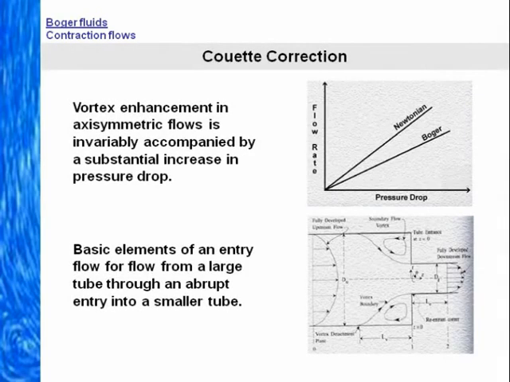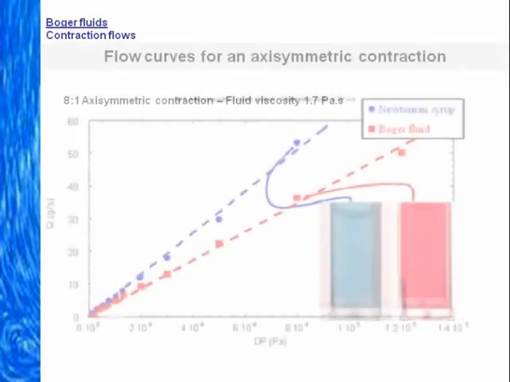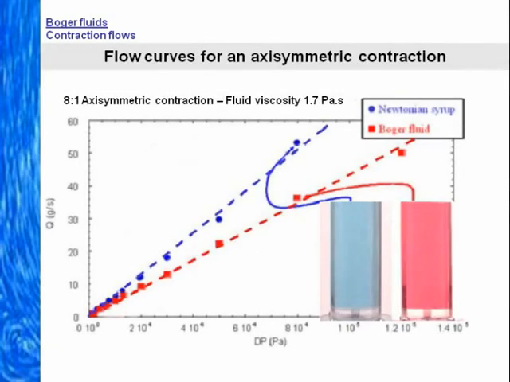Vortex enhancement in axisymmetric flows is invariably accompanied by a substantial increase in the pressure drop required to produce a given flow rate over that expected on the basis of shear viscosity alone. We show an example of this from some experiments carried out recently at the University of Wales. The comparison is for a Boger fluid and a Newtonian fluid with the same shear viscosity.